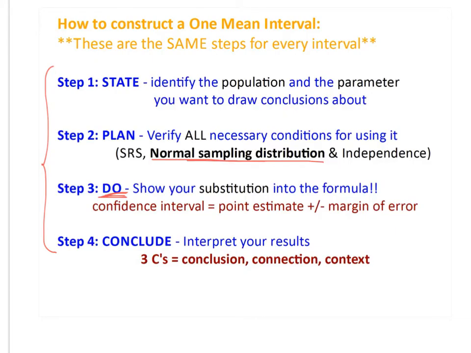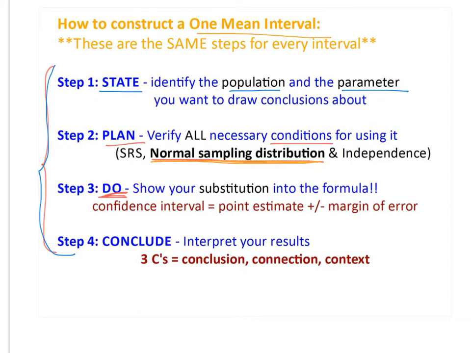This is the state step in our 4-step process. So this is my 4-step process. It says how to construct a one mean interval. And remember, these 4 steps are the same for every interval that we make. It always starts with the state, which is the population and parameter, then the plan, which are my 3 conditions, and the main condition that's going to change, it's already underlined for us, but the normal condition. This condition is the one that changes depending on the type of interval we make.